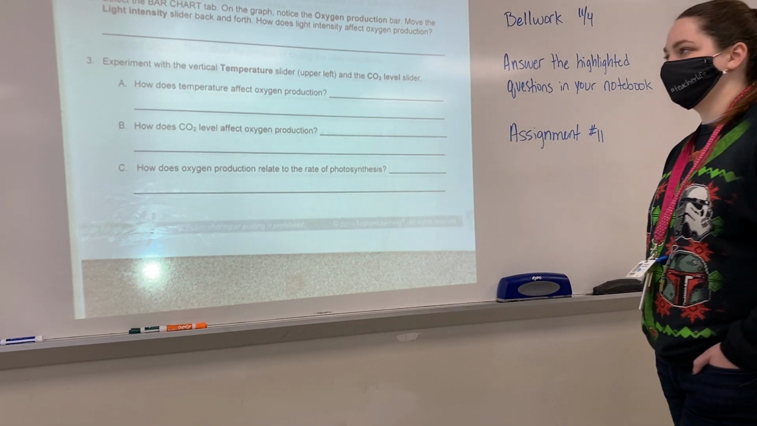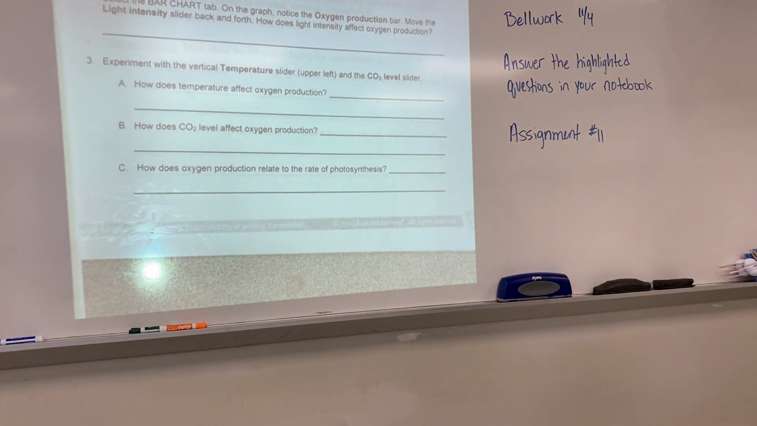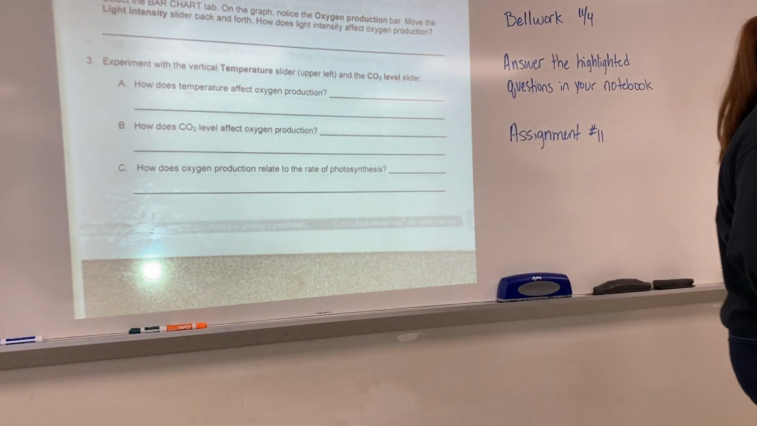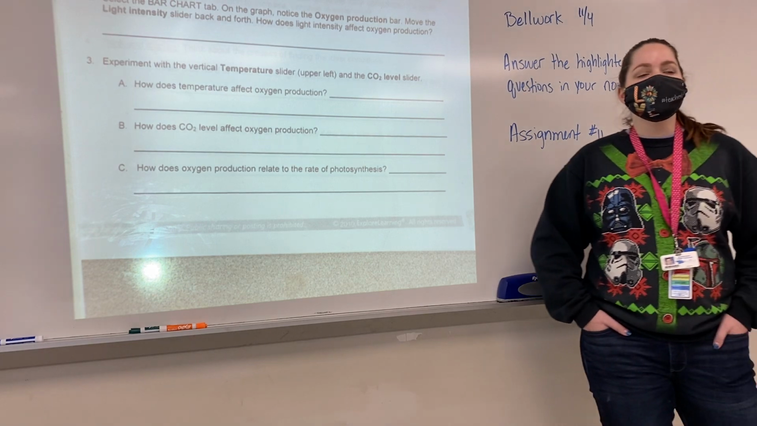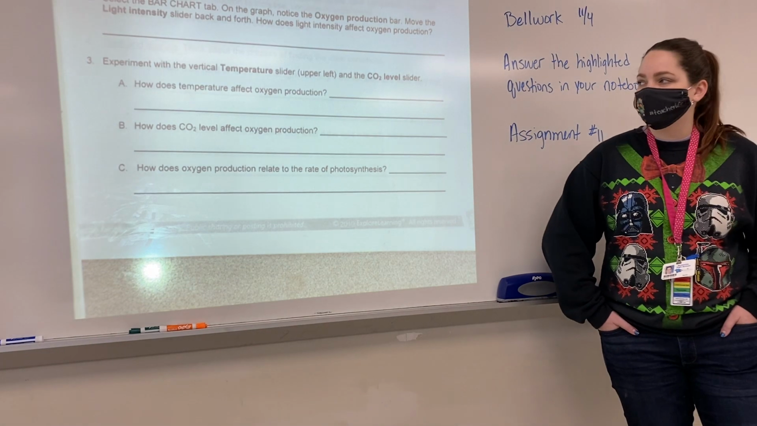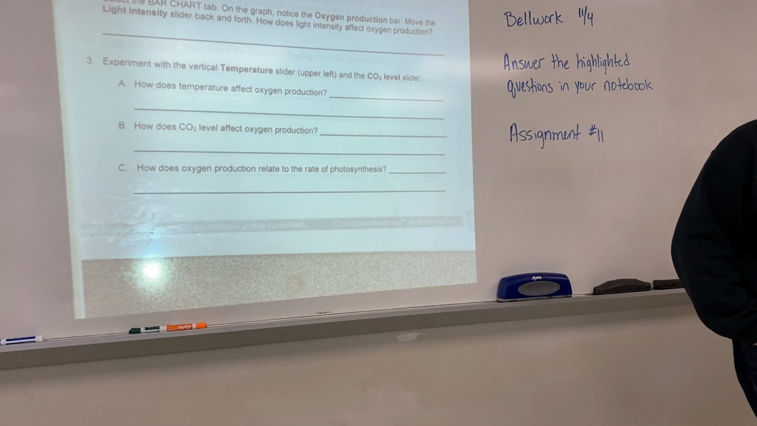So who wants to tell me, how does temperature affect oxygen production? What do you think? Yes, sir. Very good. So yes, you're too extreme. So if you have too hot a temperature, your plant will be too warm and it won't survive. If you have too cold a temperature, your plant will also not survive. So your extremes are not good for plants. What about our CO2 level? How does our CO2 level affect our oxygen production?